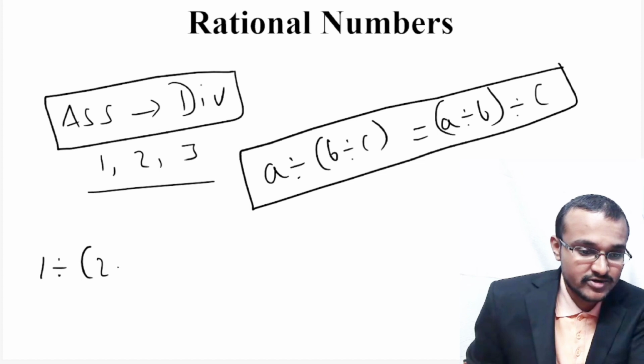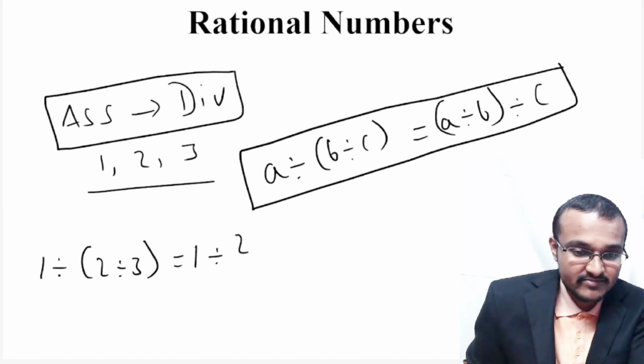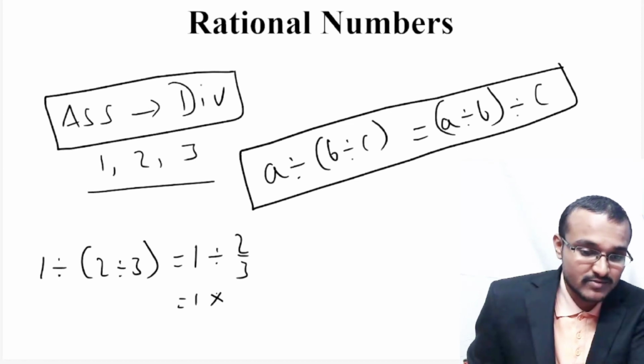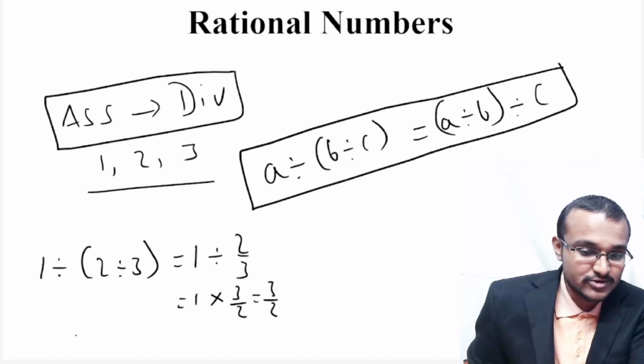So 1 divided by (2 divided by 3). Here first you should solve what is inside the bracket. So 1 divided by 2 by 3. Now you can change this division into multiplication and interchange the numerator and denominator of the second number. So 2 by 3 will become 3 by 2. So the answer, 1 into 3 by 2, will be 3 by 2.